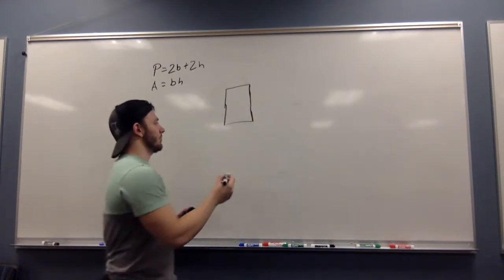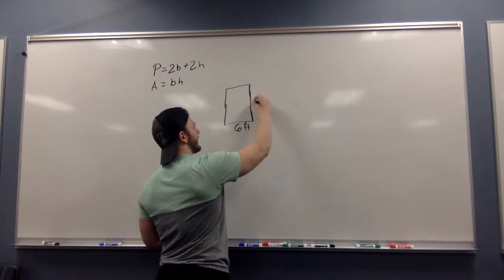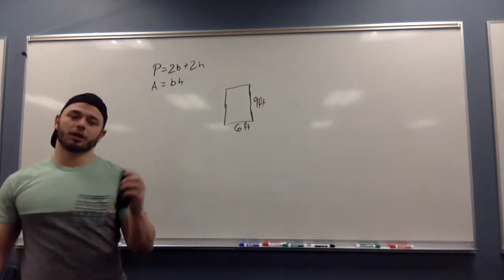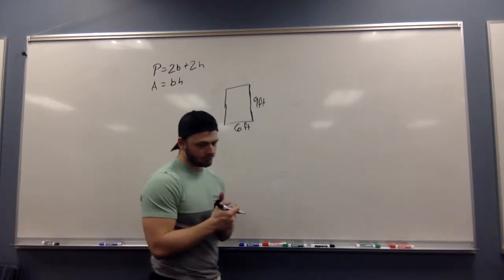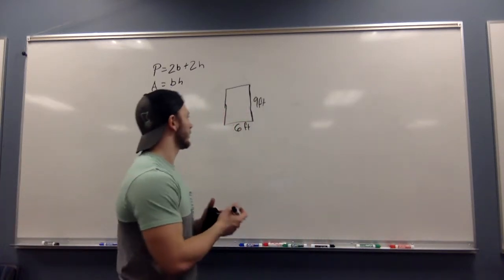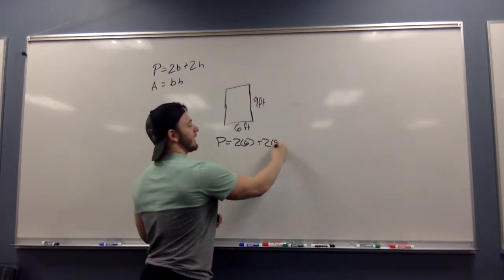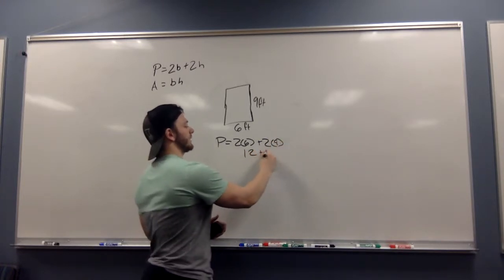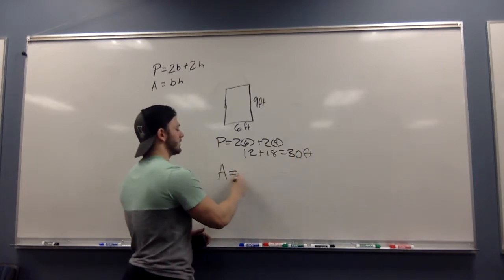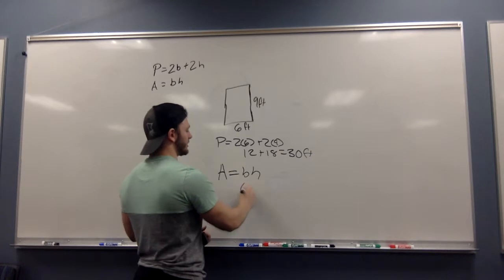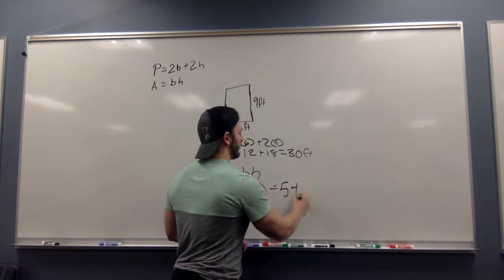Now, let's do an example where this is 6 feet and this is 9 feet. I want you to calculate the perimeter and area on your whiteboards. All right? So perimeter equals 2 times the base plus 2 times the height. So we get 12 plus 18, which equals 30. And the area equals base times height, which is 6 times 9, which equals 54 feet.